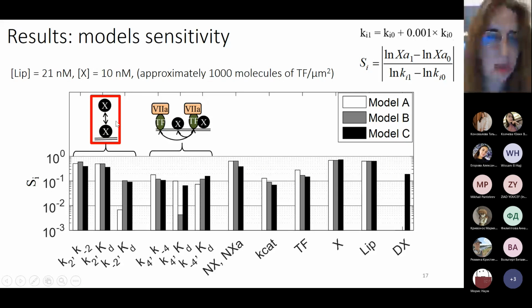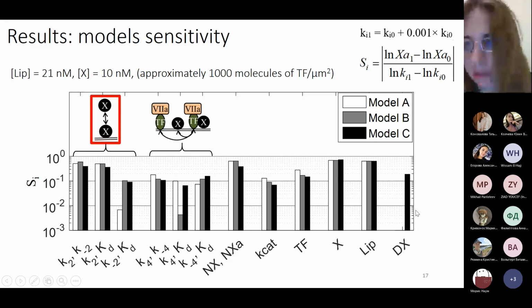For those conditions, we calculated the model sensitivity to variations of different parameters. For variations of all parameters, the model sensitivity is lower than one. But here we show the parameters whose sensitivity is higher than 0.1, so parameters for which the model demonstrates the best sensitivity. From this we can conclude that models are more sensitive to parameters of factor 10 binding to the membrane. It is the kinetic constant for binding, the factor 10 concentration, the size of the binding site, and the lipid concentration too. And for model C, because it is not applicable for models A and B, it is the diffusion coefficients for factor 10.